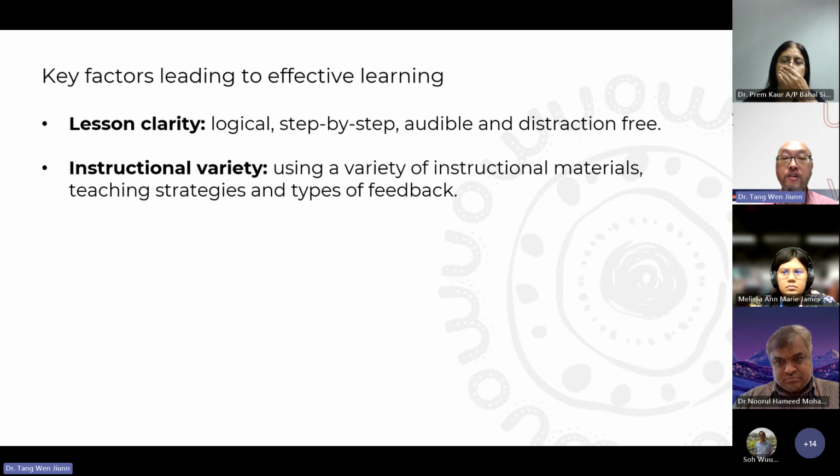Second is the instructional variety. So in class, we can't have only one-way communication anymore. Now we need two-way communication and also some other activities. Not only you talk and the students listen like in secondary schools. Over here we have to use a variety of materials, different activities, so that the class can be energetic all the time, doing activities, giving feedback. In other words, not bored in the class.